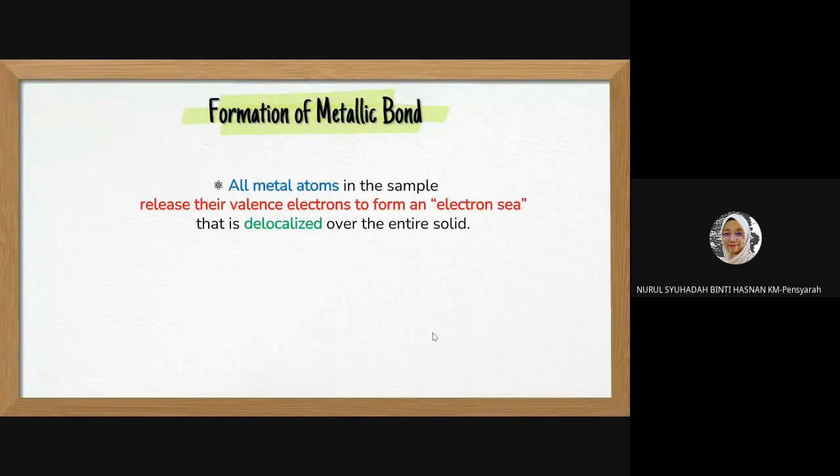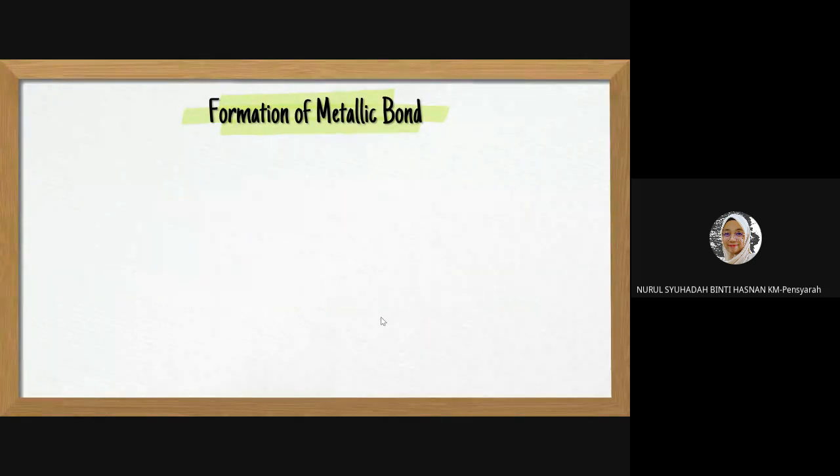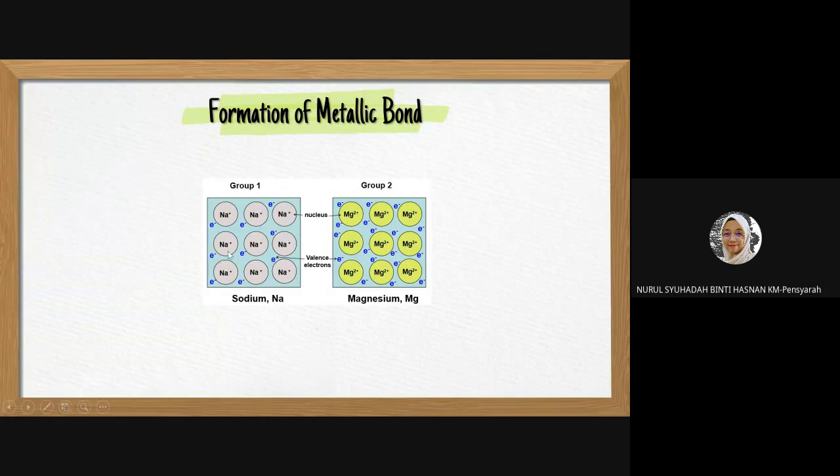So, the formation of metallic bonds. So, all metal atoms in the sample release their valence electron to form an electron sea that is delocalized over the entire solid. So, ini just explanation saja. Okay, so metallic bond tadi macam yang saya dah bagi tahu. Okay, electrostatic attraction between the positively charged metal ion and the sea of delocalized valence electron. So, ini just ulangan saja. Okay, so to be specific, for example dekat sini kita ada group 1 and group 2. Okay, so group 1 kita ada sodium Na+, and group 2 kita ada magnesium, which will have 2 valence electrons, so dia akan jadi Mg2+ dekat sini.